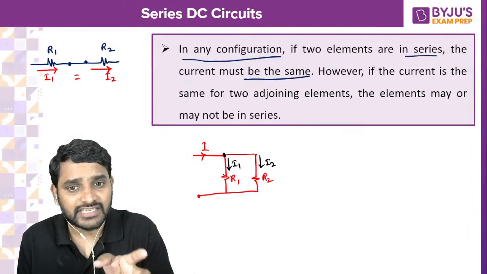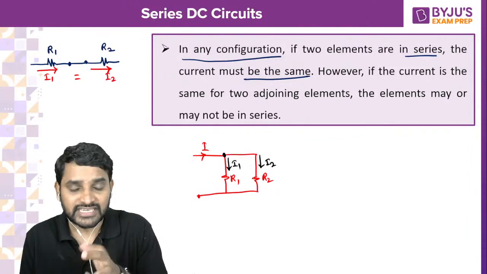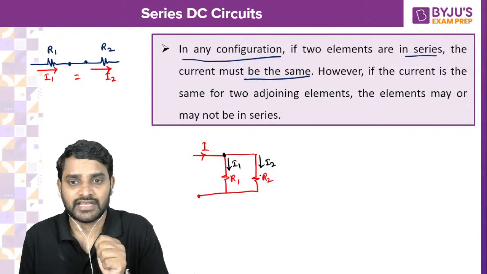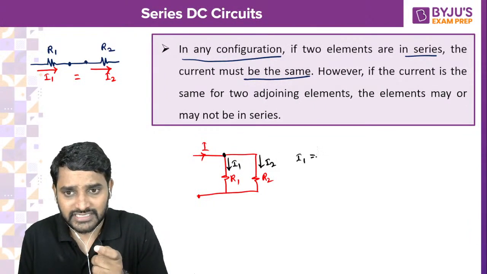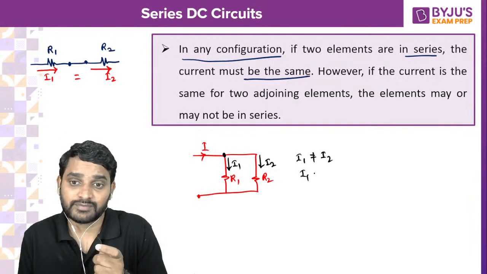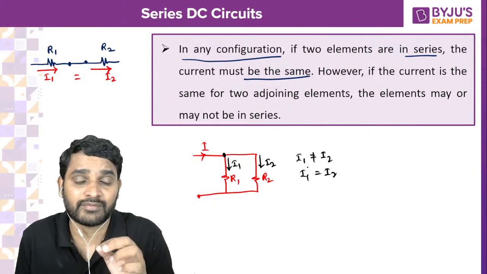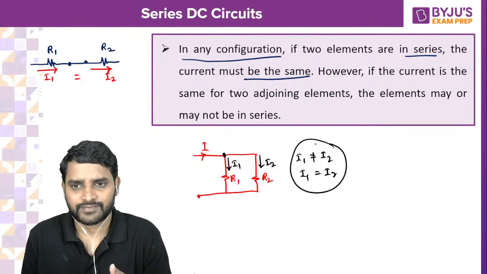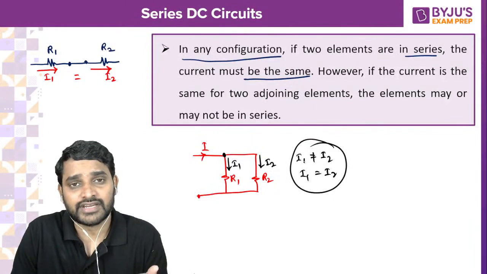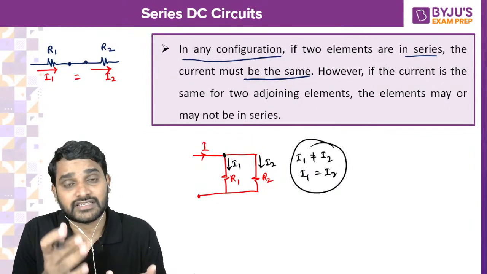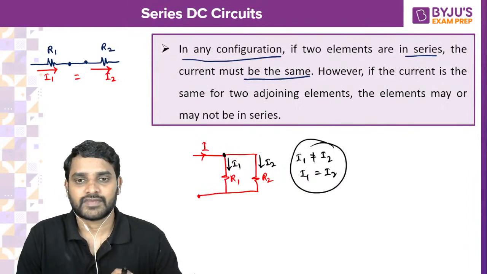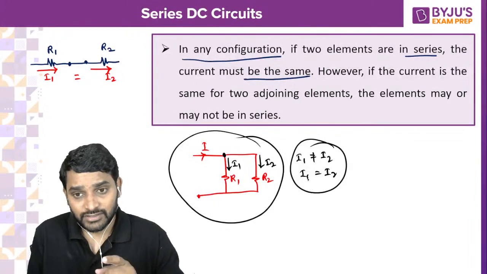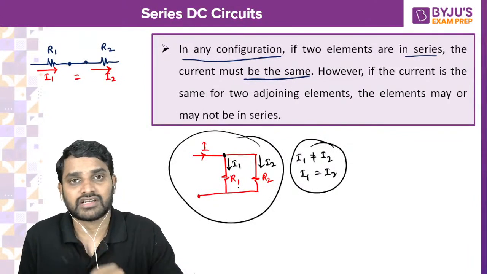There may be a chance of equal current division based on the resistance values. If the resistances are equal, the current division is also going to be equal. In this case also there might be a chance of getting I1 equal to I2, or there may be a chance of I1 not equal to I2. So you cannot call this connection a series connection. Even though you have I1 equal to I2, you cannot call it a series connection.